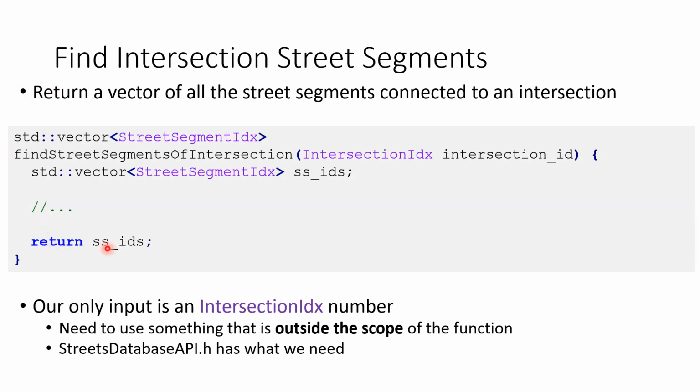Let's look at one of the functions then. So the find street segments of intersection function returns a vector of all of the street segments connected to an intersection, specified by the intersection ID. And in this case, the only input is an intersection index number, which means that we will need to get the intersection information from outside of the function, which is the lower level API, street database API.